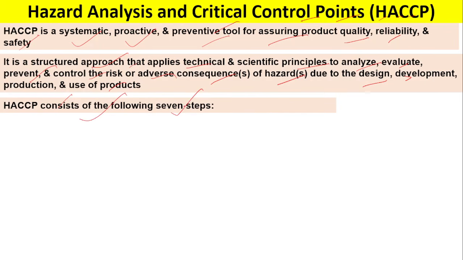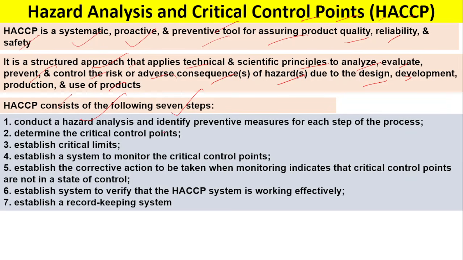HACCP consists of the following 7 steps. Conduct a hazard analysis and identify preventive measures for each step of the process. Determine the critical control points. Establish critical limits. Establish a system to monitor the critical control points. Establish the corrective action to be taken when monitoring indicates that critical control points are not in a state of control. Establish a system to verify that the HACCP system is working effectively, and establish a record keeping system. Establishing a record keeping system is step number 7.